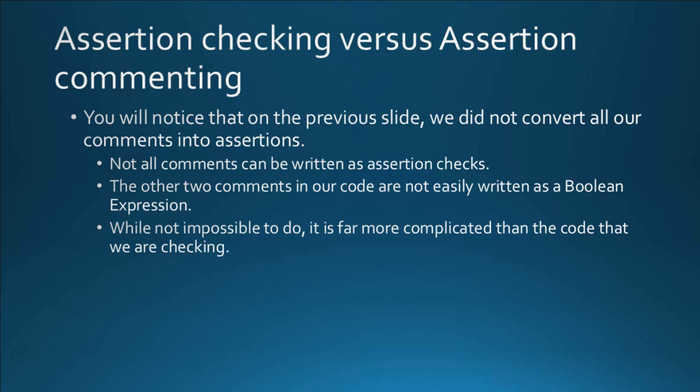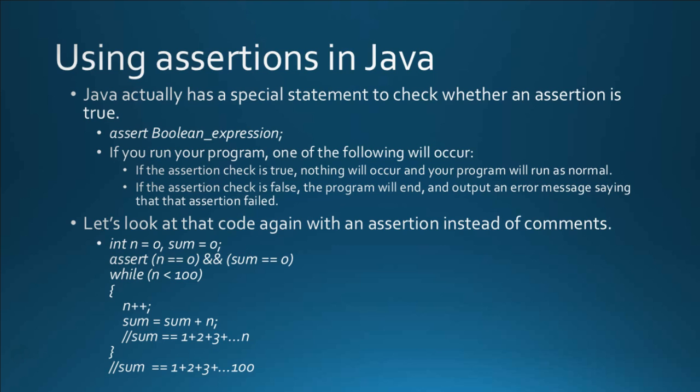Now, real briefly, let's discuss assertion checking versus assertion commenting. You'll notice on the previous slide, we did not convert all our comments into assertions, just the first one. This is because not all comments can be written as assertion checks. The other two comments in our code are not easily written as Boolean expressions. While it's not impossible to do, it's far more complicated than the code that we are checking.